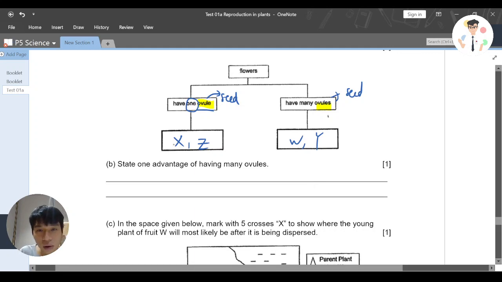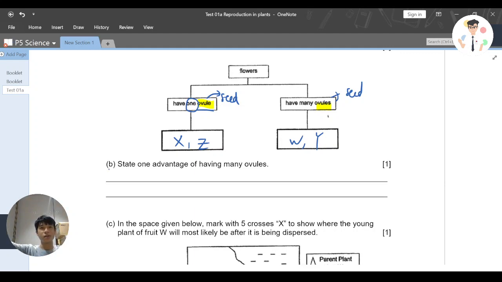Why having more is good sometimes? Why? I mean, actually, it's kind of obvious, right? When you have more ovules, you have more seeds. And when you have more seeds, when it disperses, it means that there's more chance that your own child can actually grow, right? And it increases the chance of survival of your own young, okay?